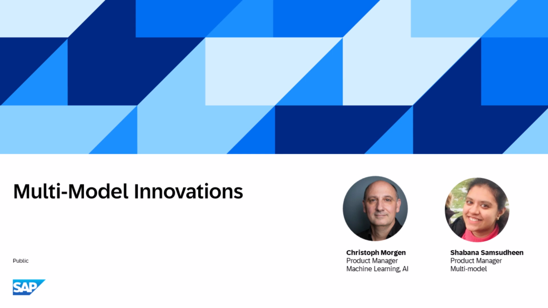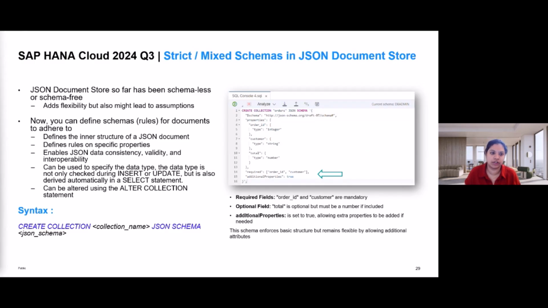And yeah, so to this section of what's new in the multi-model area, first we will talk about the update related to the JSON document store. Previously, as you know, the JSON document store was schemaless or schema-free. This flexibility in the past has allowed you to insert any document into a collection, which was great if you are working with external data sources or evolving microservices.